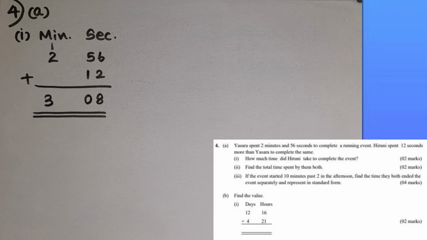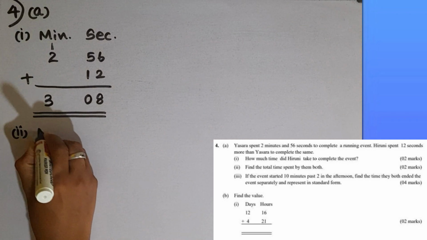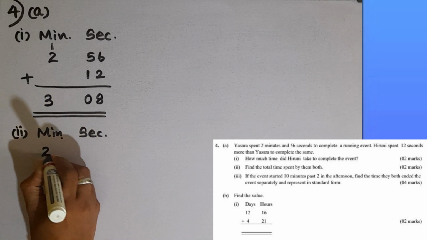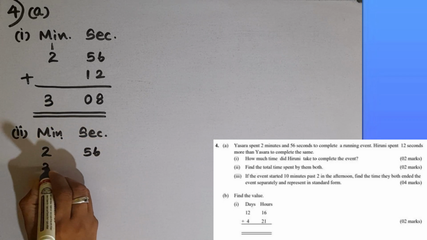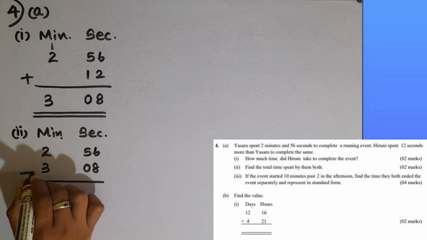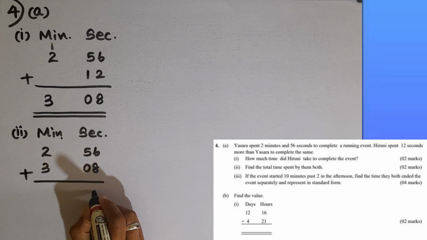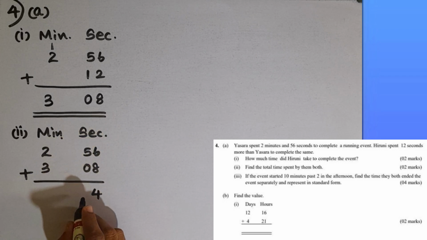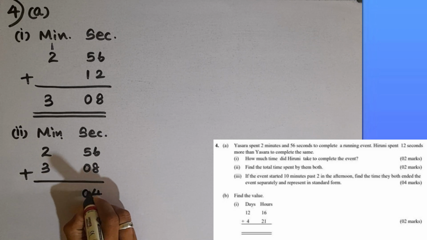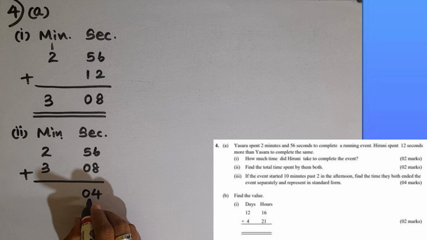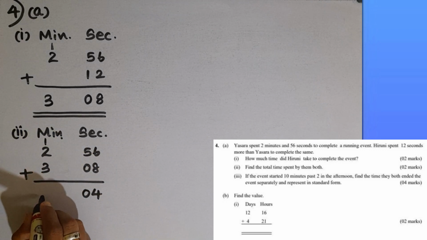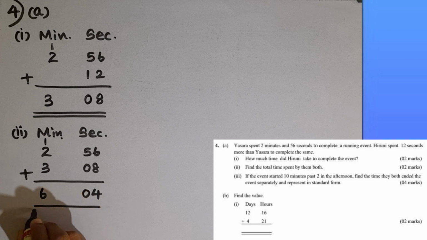Then second part, find the total time spent by them both. For that we have to add the time taken by both the students. Yasara's time is 2 minutes 56 seconds. Then next one 3 minutes 8 seconds. You have to take the addition. Here the addition is 14. Then 1 goes to the next side. 5 plus 1 is 6. You can't keep 64 here. Then 4 seconds is remaining. Now we have to take 1 minute to the minute side. Then the addition is 6. 6 minutes 4 seconds.